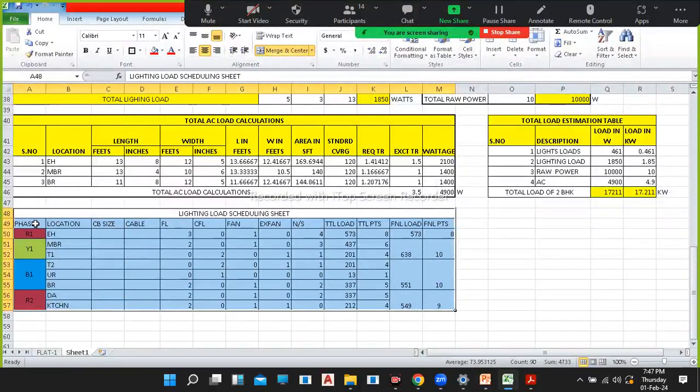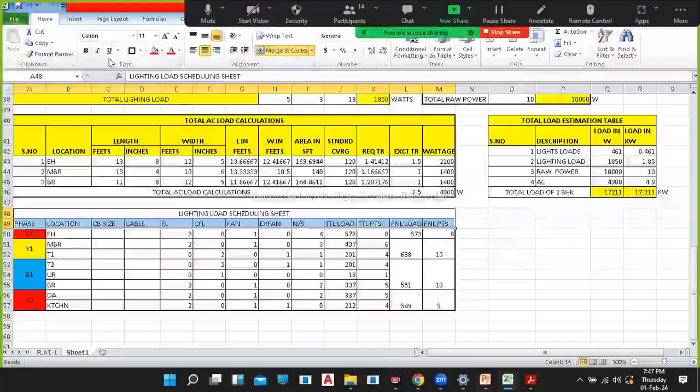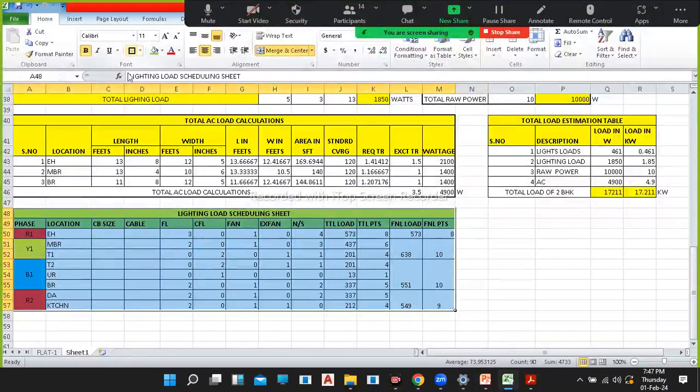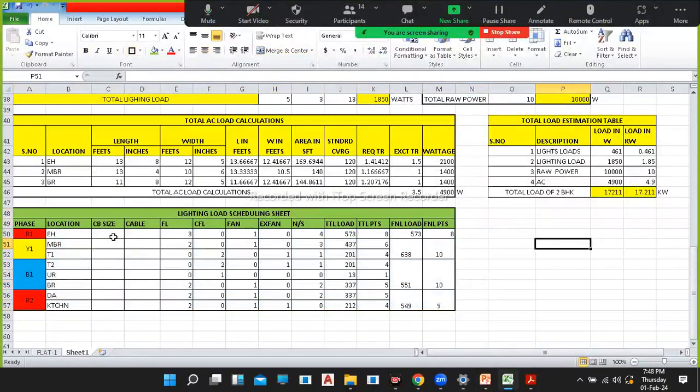Now, thick box border, then bold and highlight the color with green. And here also, how much is the circuit breaker size? 6 amps, and the cable size is 2.5 square mm, as per the standard. We know that. Here also the same.